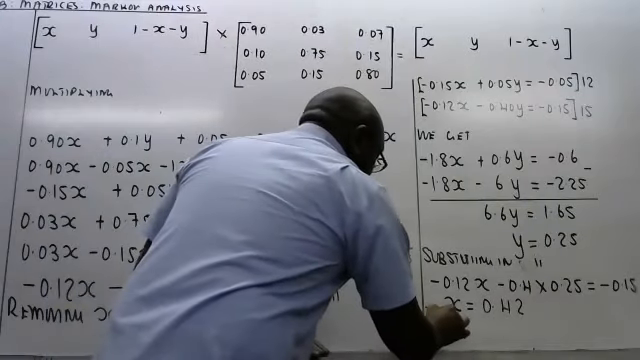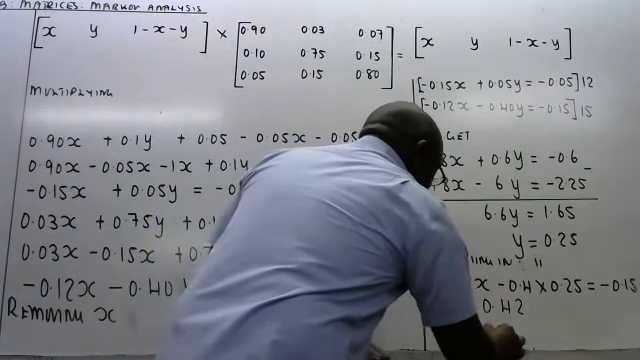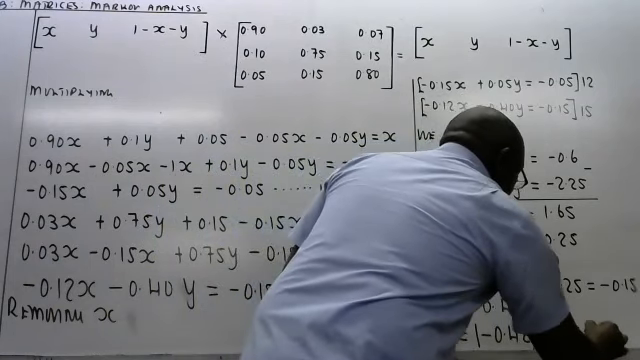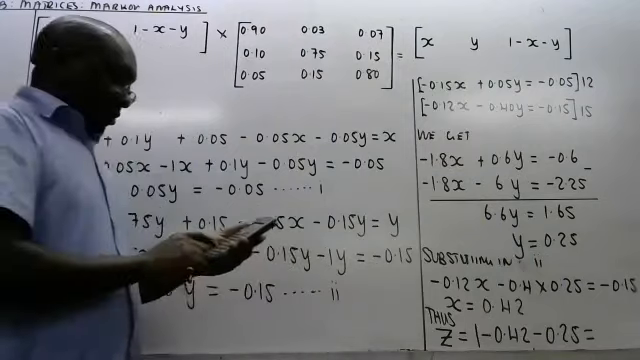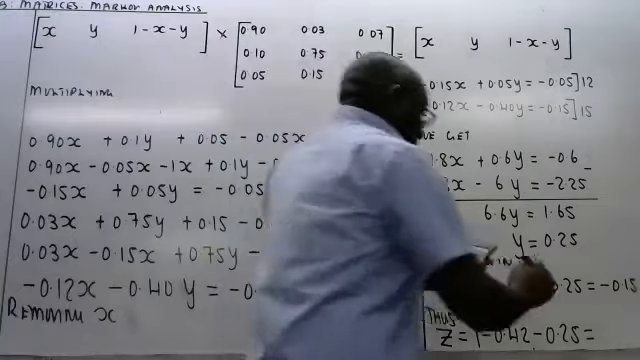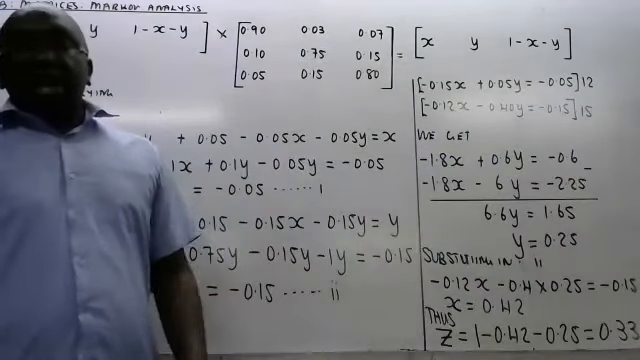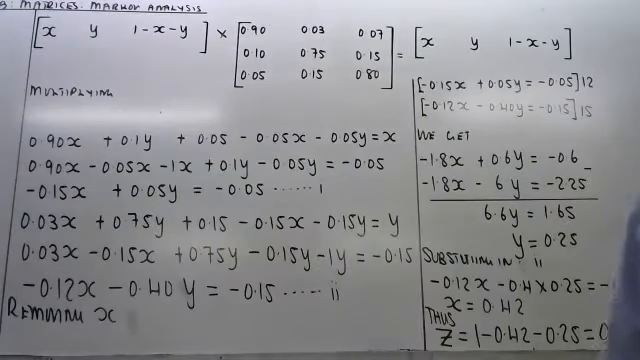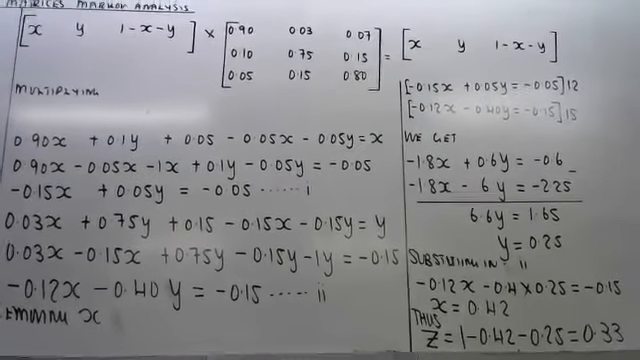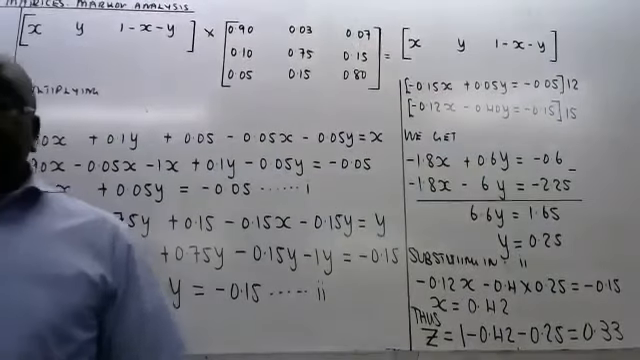And thus, Z should be 1 minus 0.42 minus 0.25. So 1 minus 0.42 minus 0.25, I get 0.33. So those are the long run shares of the companies.